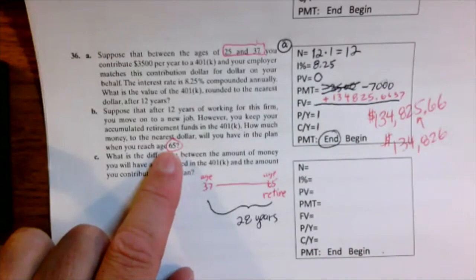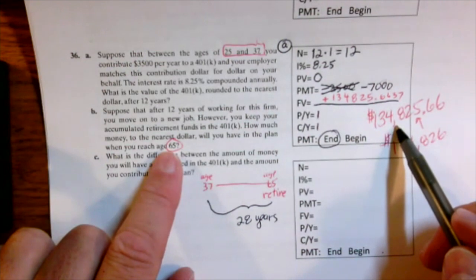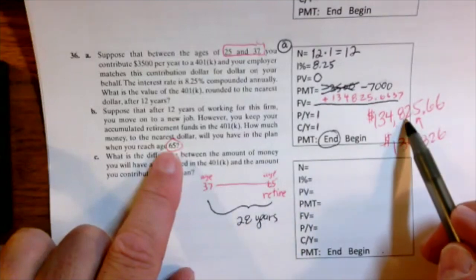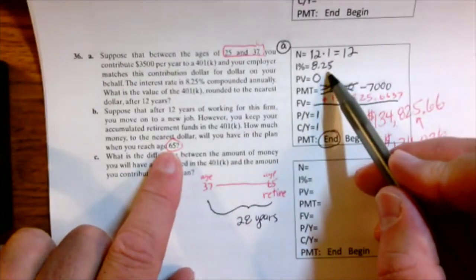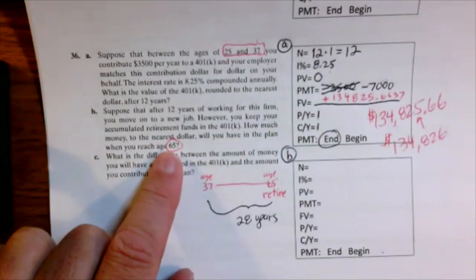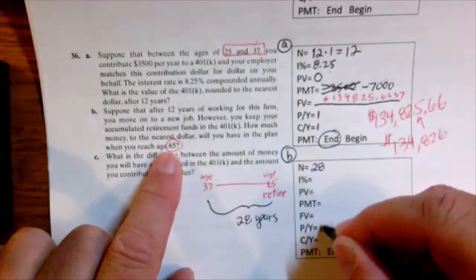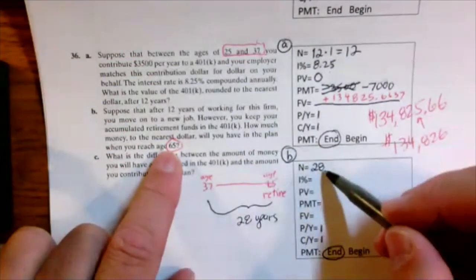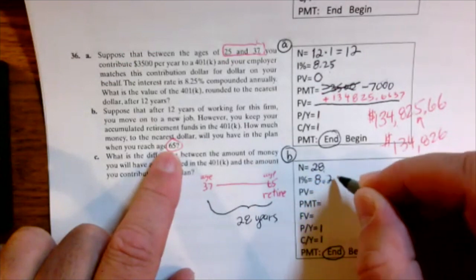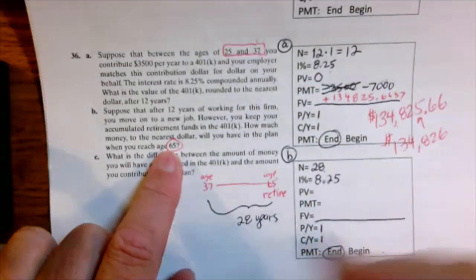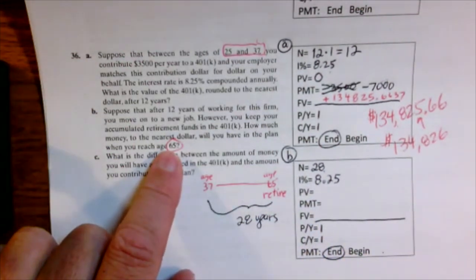So that money continues to stay in that account. It starts off at $134,000 and then it remains in that account for 28 years, the same account earning 8.25% interest. All right, so here is the worksheet for part B. Let's assume that we're just going to compound the interest once a year. It's in the same account. There's 28 years. Interest rate is still 8.25%. We still want to know what the future value is.